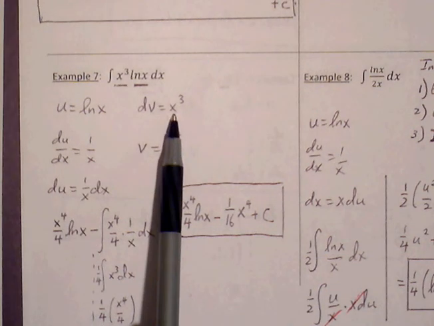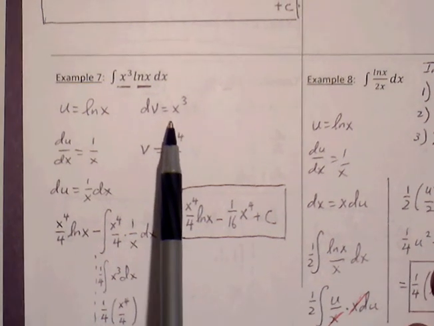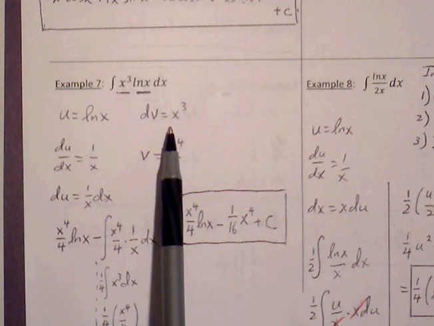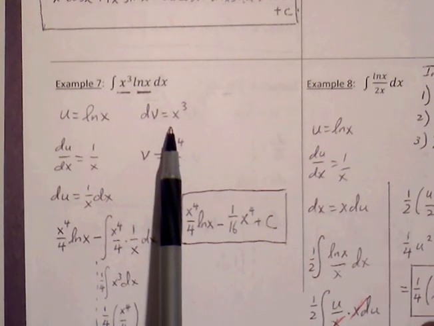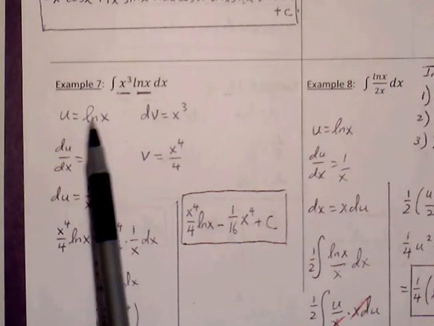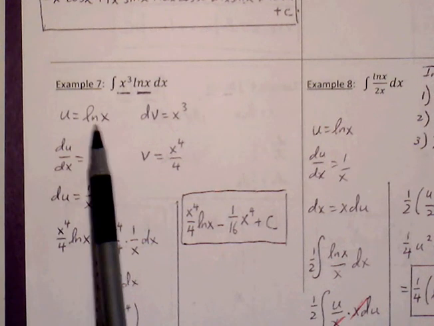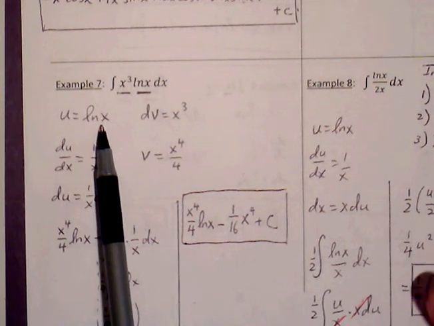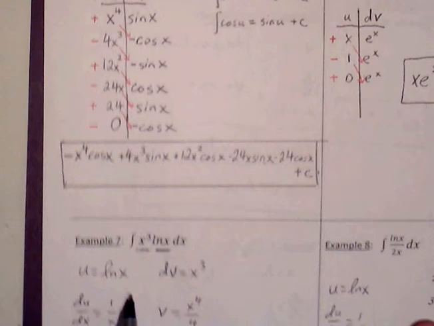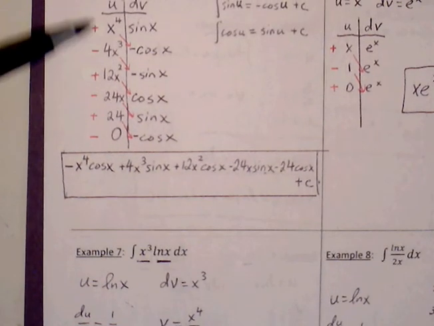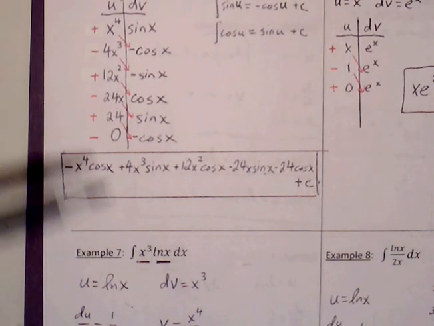Even though we want to take care of this problem using tab method, we cannot, because our u value is not a polynomial, which means that if we find the derivative, we're not going to have a stopping point like a polynomial where we can end at a 0. So that means we'll have to force ourselves to use integration by parts.